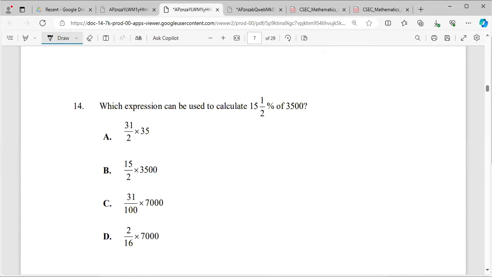All right, this one says, which expression can be used to calculate 15.5% of 3,500? Khalil asked for this one. So work that out. Well, you don't have to work out the answer, but go ahead like you're working it out, and then you see which one is the option.